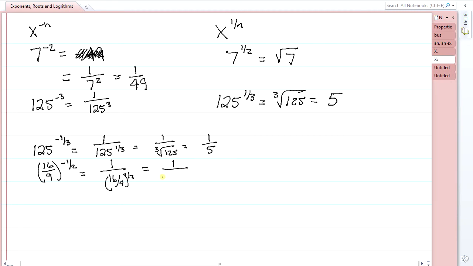of 16/9, which is the same as 1 over the square root of 16 over the square root of 9, which means 1 over 4/3, which means multiplied by the reciprocal, 1 gets multiplied by 3/4, and I come up with 3/4.